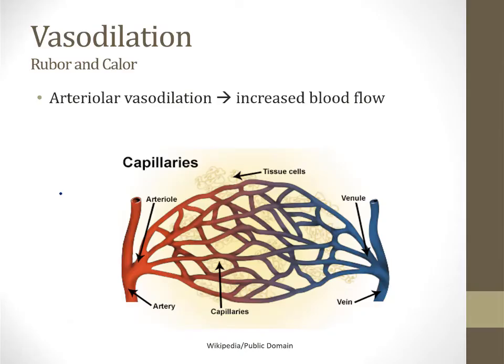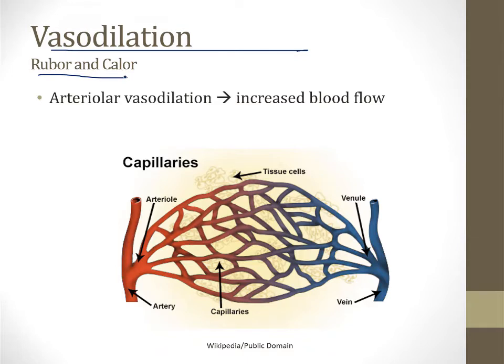For step 1 of your boards, they're going to want you to understand the underlying mechanisms of those 5 cardinal signs. So let's talk about them now. First, let's talk about vasodilation, which occurs in inflammation. And this is what leads to redness and warmth, rubor and calor, like we talked about before.